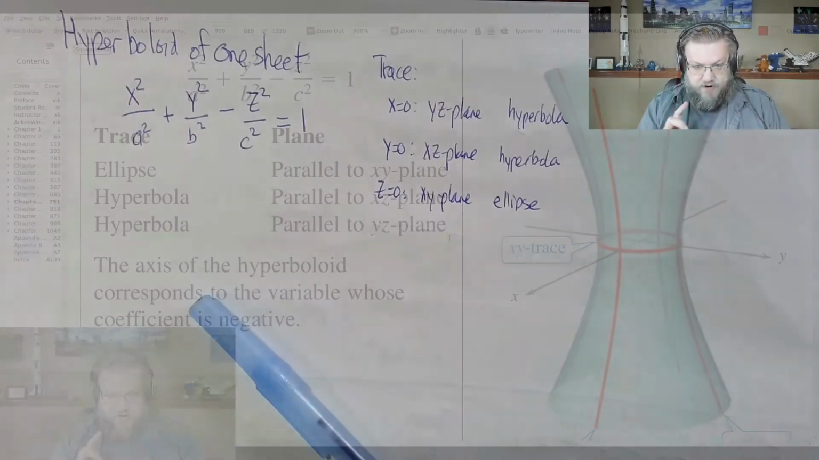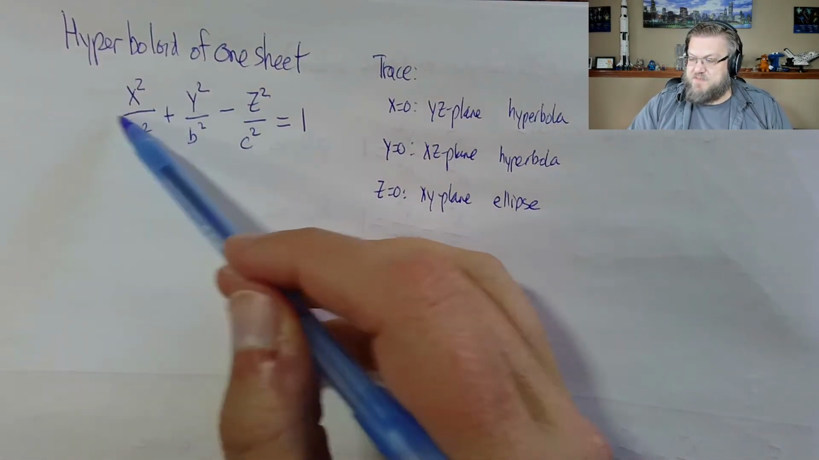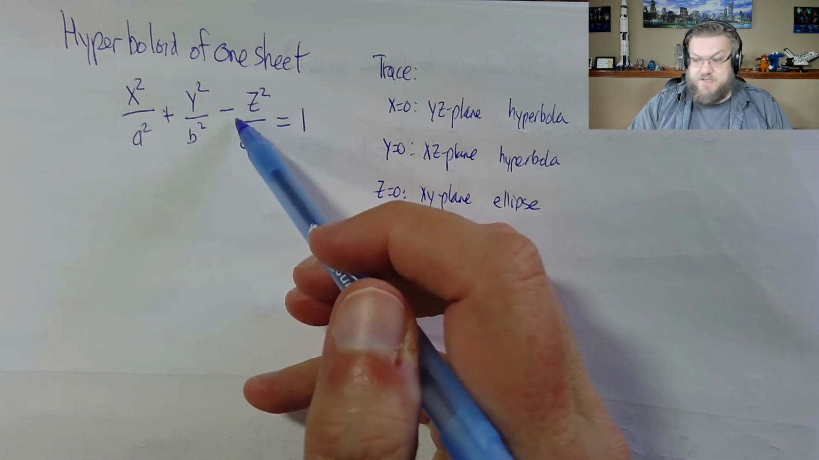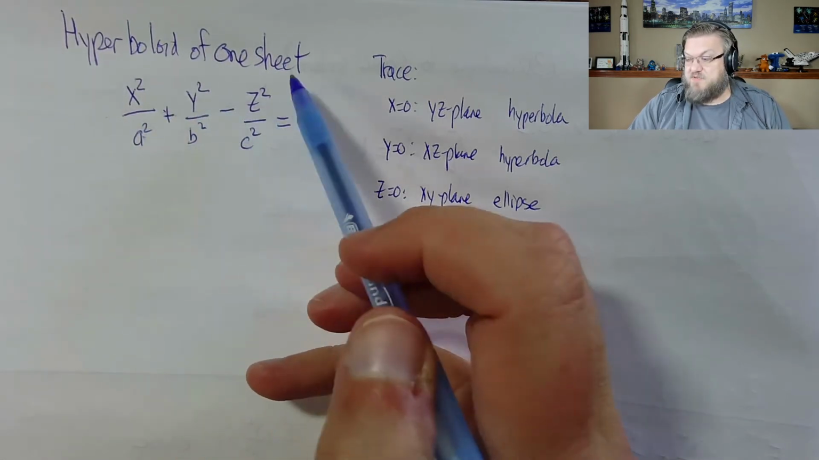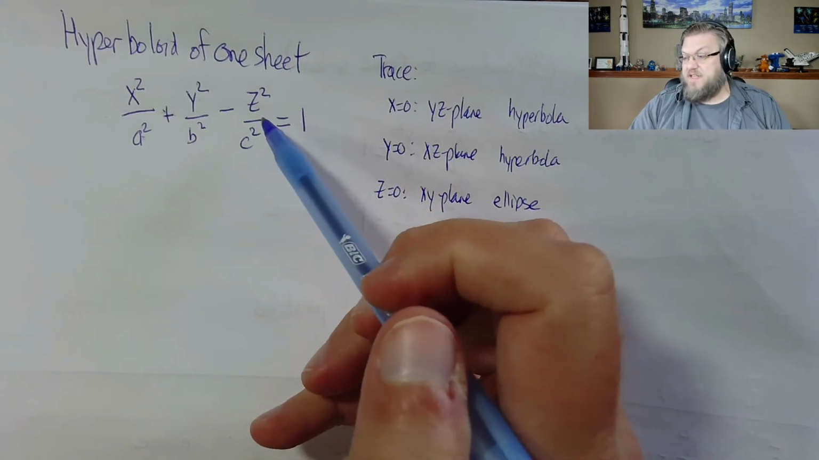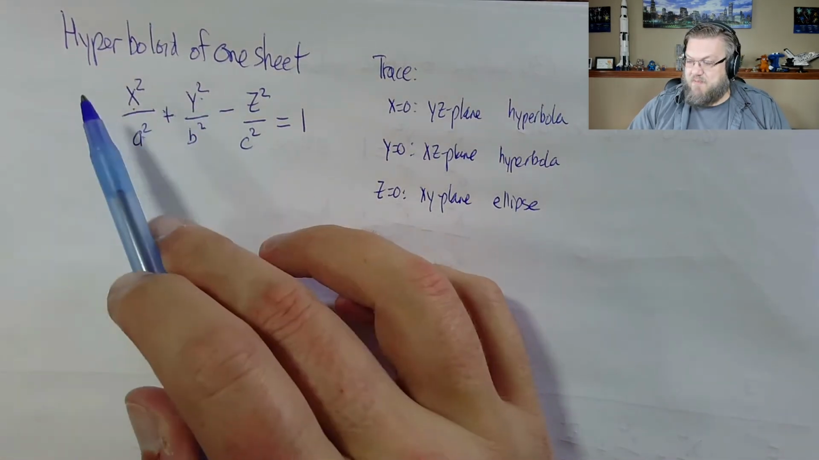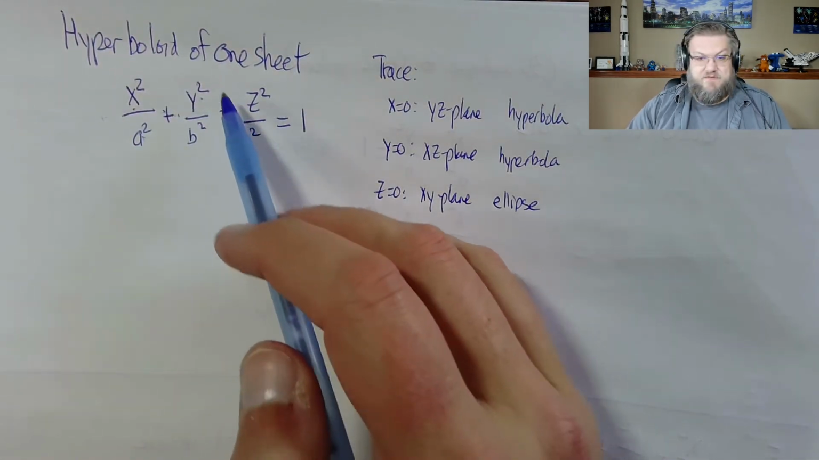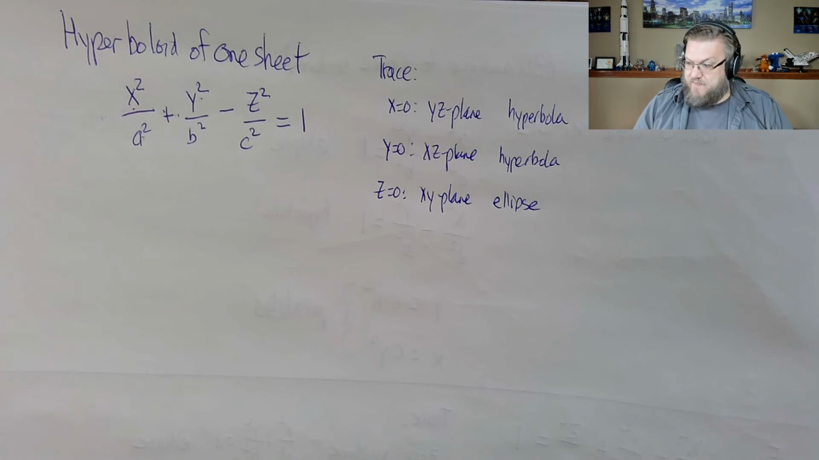The important thing here is that it's two positive terms, plus plus, and one negative. So if I had negative x squared over a squared plus y squared over b squared plus z squared over c squared, that would also be a hyperboloid of one sheet. It's not specific that x and y have to be positive and this has to be negative. Any combination of two pluses and a minus will yield a hyperboloid of one sheet.